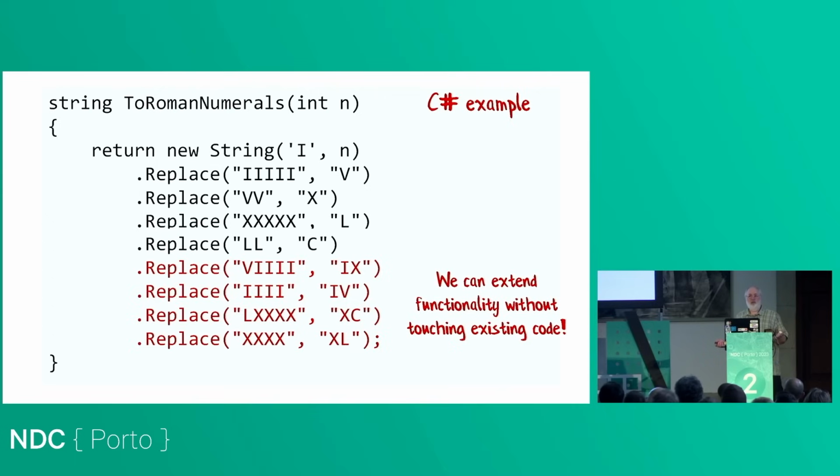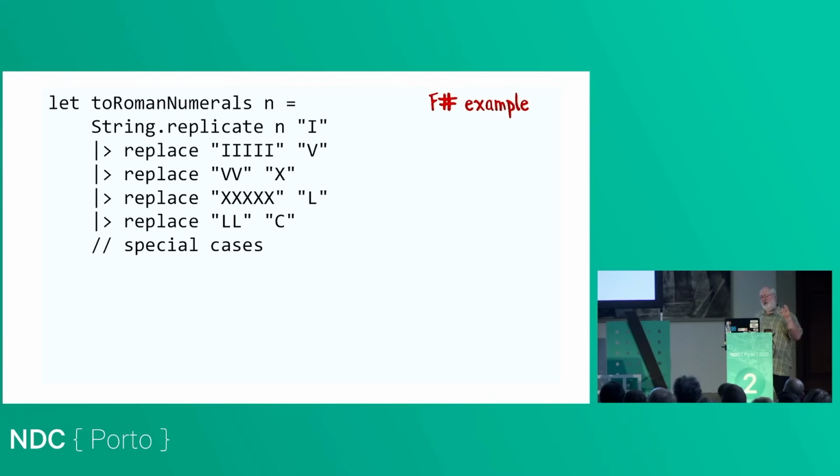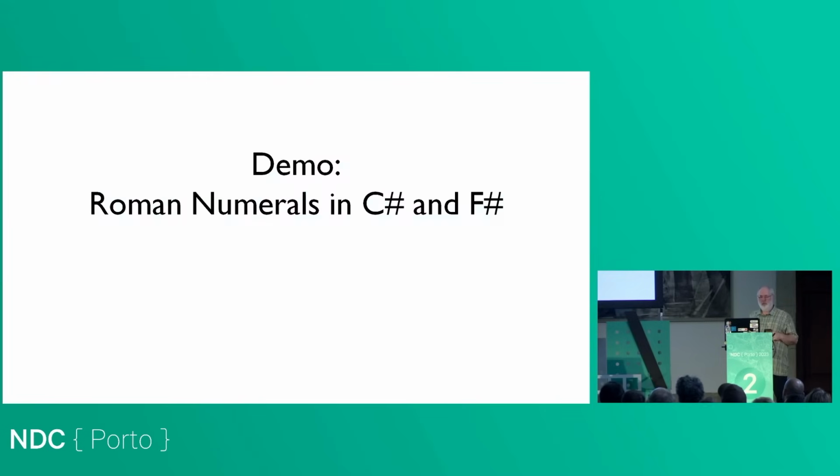And again, your diff is going to look really nice when you do this. It's like, what have you changed? I changed these 4 lines. Here's the F# version. Very, very similar, except I'm using the pipeline. Instead of using a fluent interface, like with the C#, I'm using the pipeline-oriented version with the vertical bar.